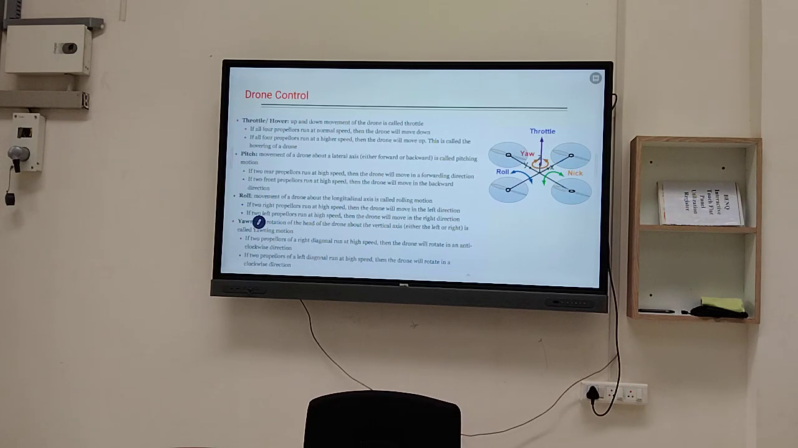Pitching means lateral axis movement, either forward or backward.